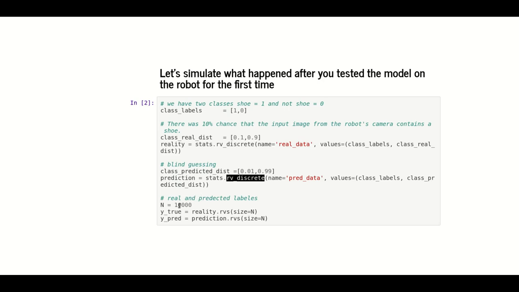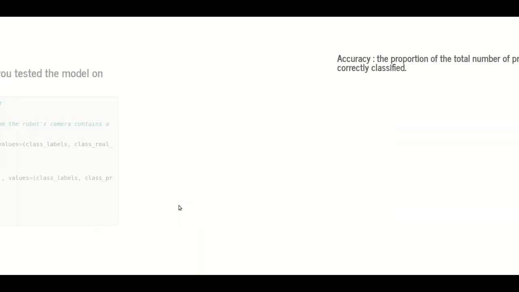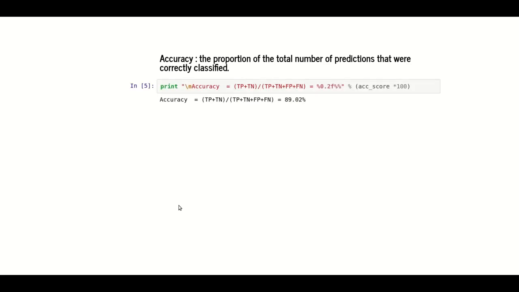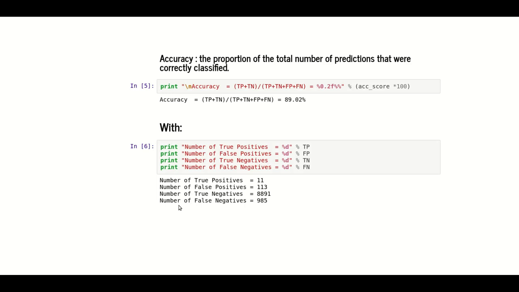Let's sample 10,000 labels from these two distributions and calculate the accuracy. You might be predicting now that the accuracy must be really low because the model is simply randomly predicting shoes in the input images. The accuracy is the proportion of the total number of predictions that were actually correctly classified. When we do the calculation, we notice that the accuracy is almost 90%, very high and unexpected. The reason here is because of the true negatives. Our model is very good at not detecting a shoe, which is the thing we are not interested in. This is an example of high accuracy with very low predictive power.